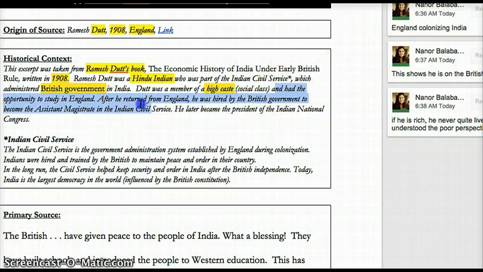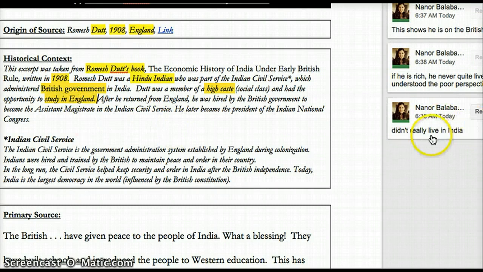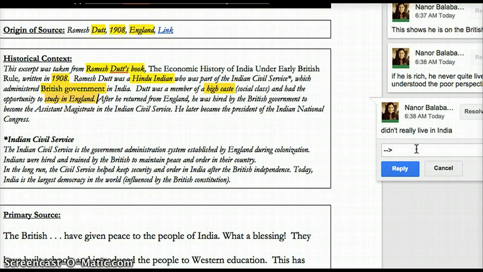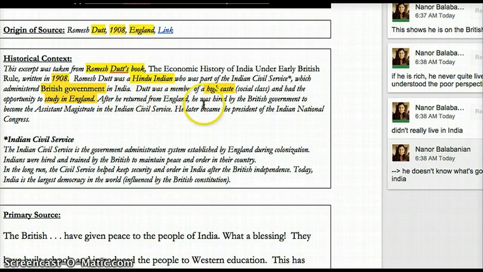And he had the opportunity to study in England. Interesting. Again, if someone is studying in England, they probably really never lived in India. Didn't really live in India. How does this affect him? Well, it shows us he doesn't know what's going on in India. After he returned from England, he was hired by the British government to become the assistant magistrate in the Indian Civil Service, and later became the president. So notice he was hired by the British again.